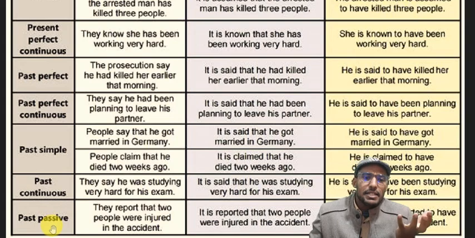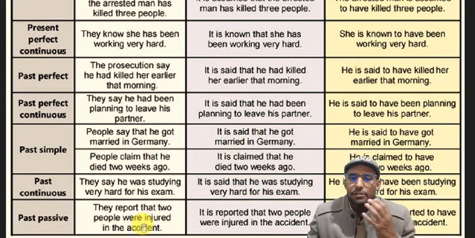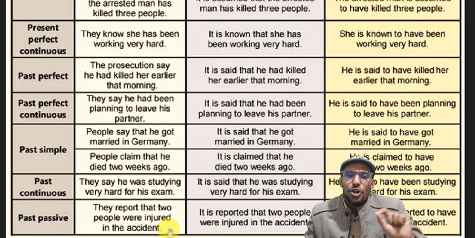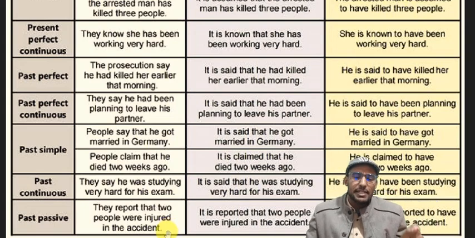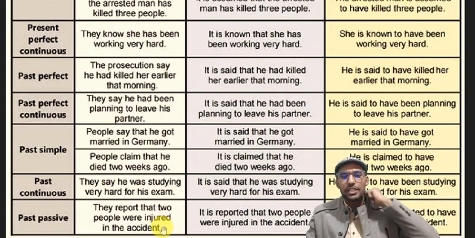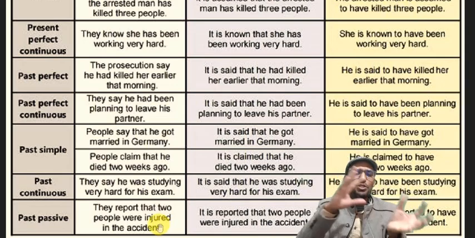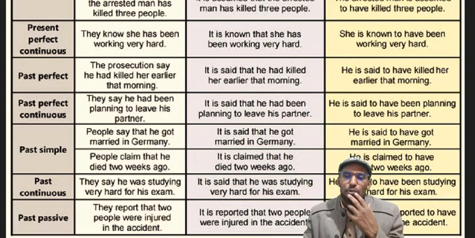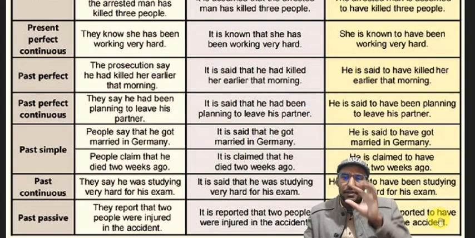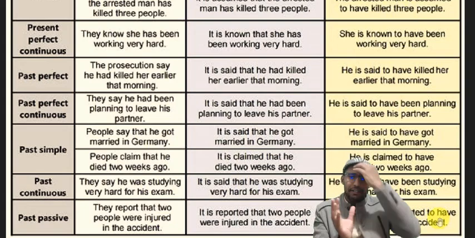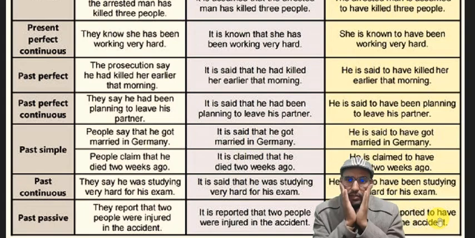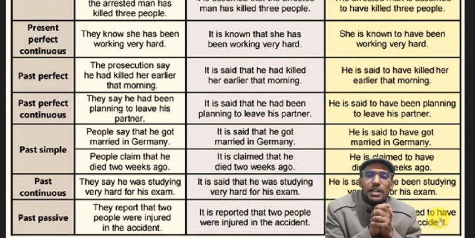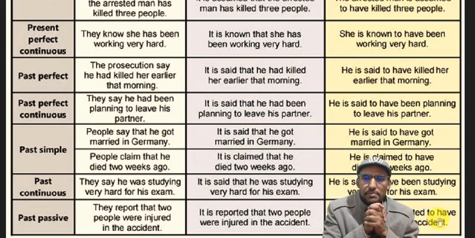The last case here is past passive. For instance, there are reports that two people were injured. Were, this is the past simple of the verb, plus injured, this is the past participle. That's why we call it past passive, right? So this past passive becomes what? Two people are reported to have been injured. It becomes perfect, like the present perfect, plus the past participle of the main verb.